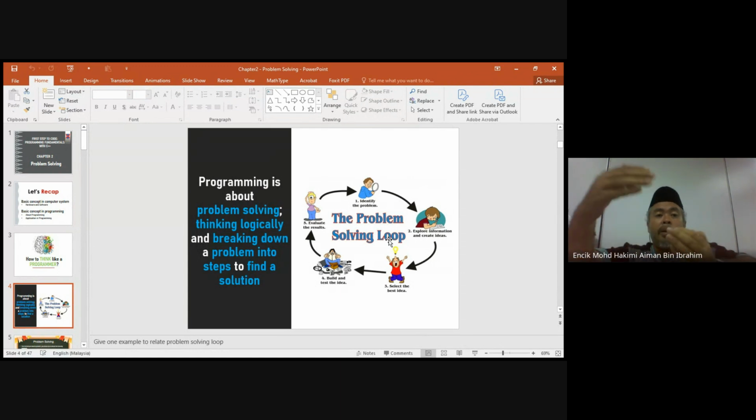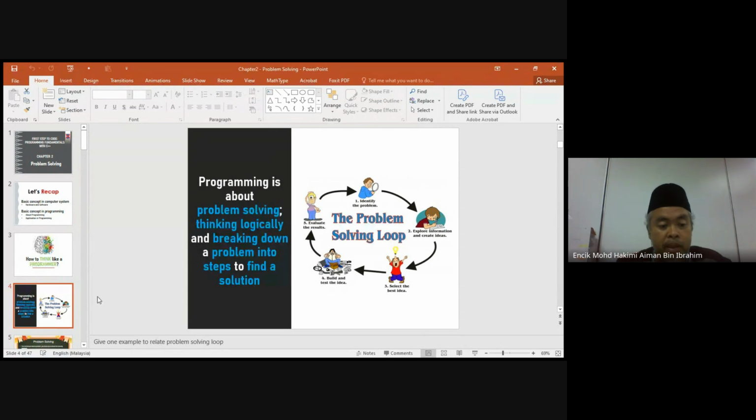By right we should come up with several options, and then we try to run accordingly. Option one, option two, option three, and then which one we think is the best that can solve that problem. Once we decide which solution we want to use, we do the code, build and test the idea, and then we evaluate the result, whether it is okay or not. Once we evaluate, if we find any new problem, we repeat the loop.